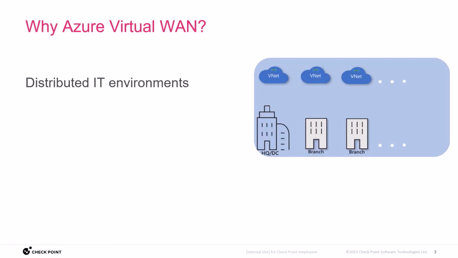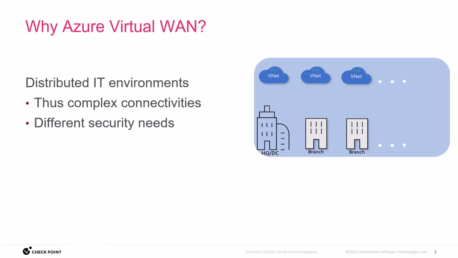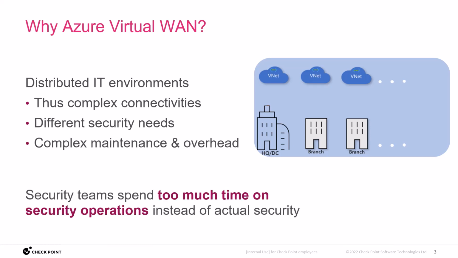Today's modern IT environments are distributed, leading to complex connectivities between them, each with different security needs, and a resulting complexity of maintenance and operational overhead. The bottom line is that security teams are focused on the operations instead of the real security.